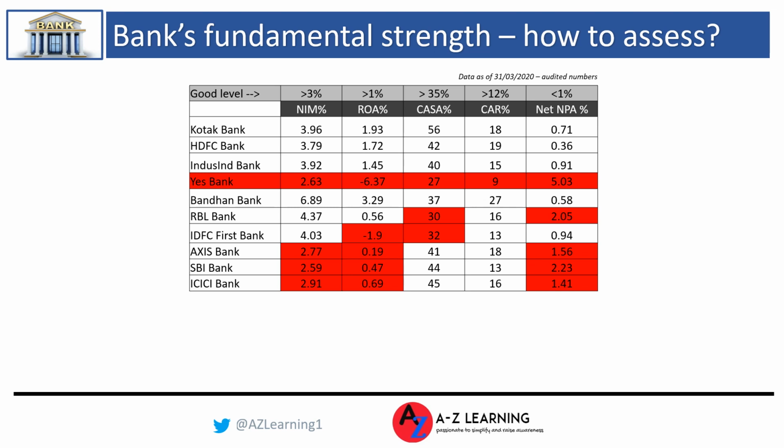Capital adequacy ratio must be more than 12%. They have got 18%. Again, big thumbs up. Net NPA must be less than 1%. Their net NPA is 0.71. Again, big thumbs up. So across all the five metrics, Kotak Bank is getting big thumbs up.